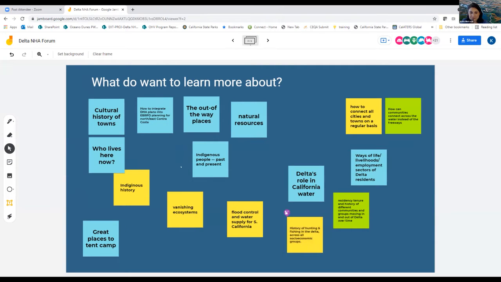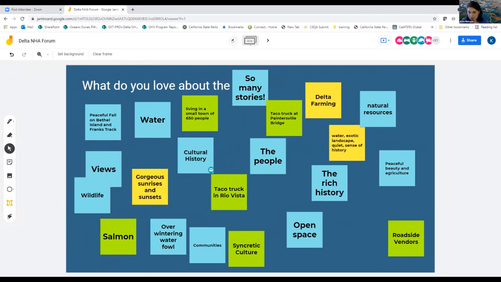Yay! Personally, I would love to do a bike tent camping tour of the Delta. I think that would be fun. Who lives here now? Indigenous people, past and present. Let's see. History of hunting and fishing in the Delta across all socioeconomic groups. Yeah, great. Okay. Got some good stories.